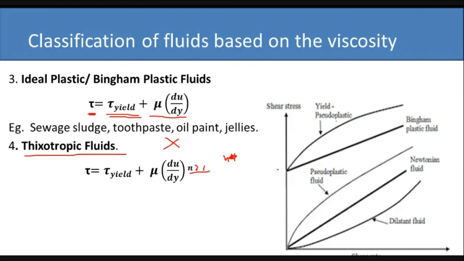So thixotropic fluids are shown here. Okay, so this n is greater than 1, and here n equals 1. So these are ideal plastic or Bingham plastic fluids, and these are thixotropic fluids. Examples of thixotropic fluid are lipstick and printer ink. Okay, these are well-known examples of thixotropic fluid.